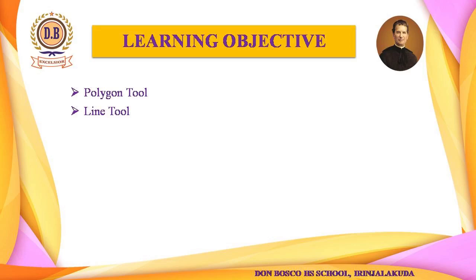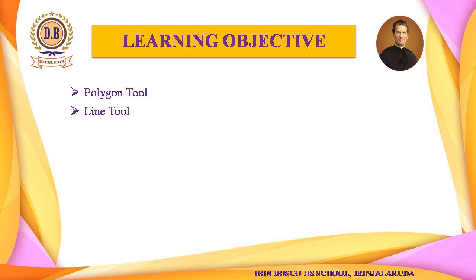Now in today's class we are going to study two more tools. The first one is polygon tool and the second one is line tool. The polygon tool is used to draw different shapes. I repeat, polygon tool is used to draw different shapes. You can create any shapes using polygon tool. That is the peculiarity of polygon tool.